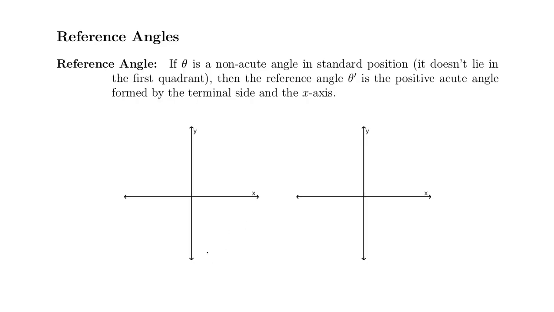Let's say theta is a non-acute angle in standard position. Non-acute technically doesn't mean obtuse. It means it could be obtuse or 90 degrees. It could be a right angle. But it's not less than 90. So let's go ahead and draw one.